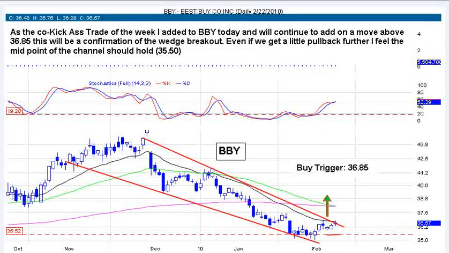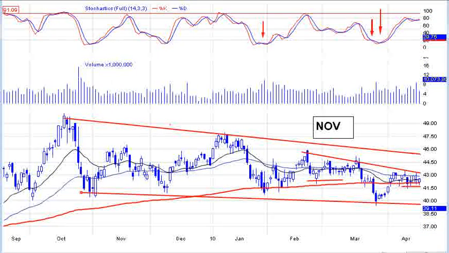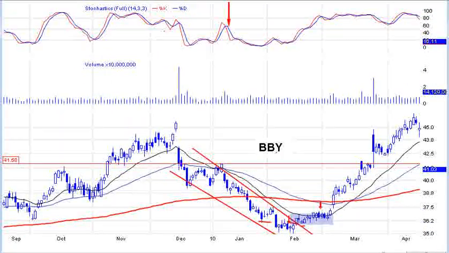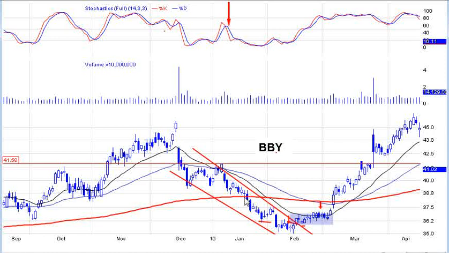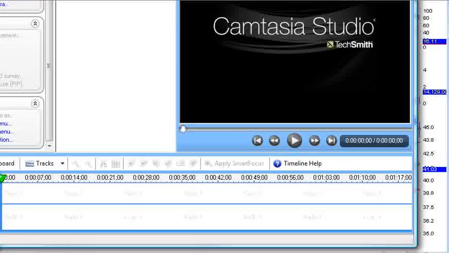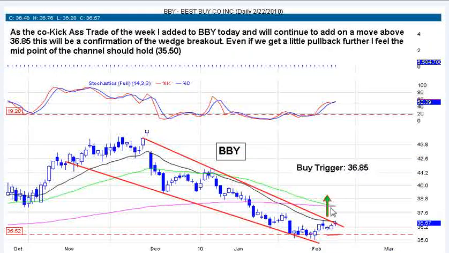Again, another example of Best Buy here, which is a nice channel, a wedge pattern. And a couple of these we go back and look at, because I usually screen save a lot of these setups before they even happen, so I always keep them. This right here is just a screenshot of a setup that I sent out as what we call a kick-ass trade of the week.